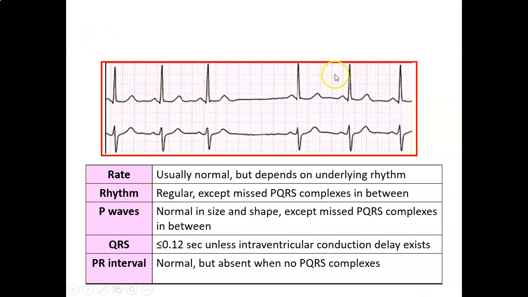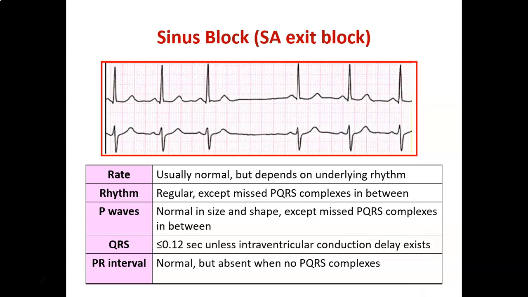QRS duration is narrow and PR interval seems to be okay. So the only finding here is one cycle is completely missed. So this is your sinoatrial exit block or sinus block.